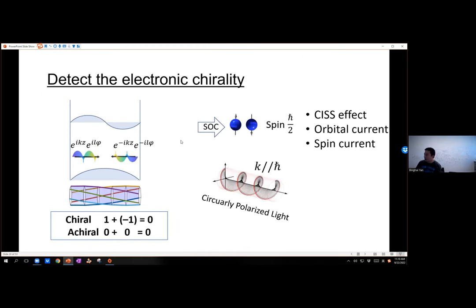Another way is we can use light coupled to a chiral material.